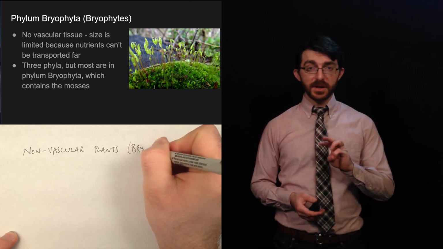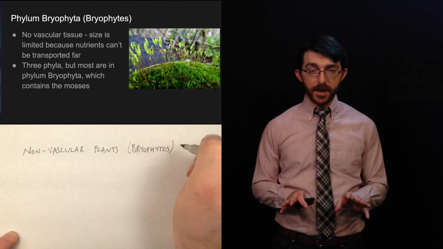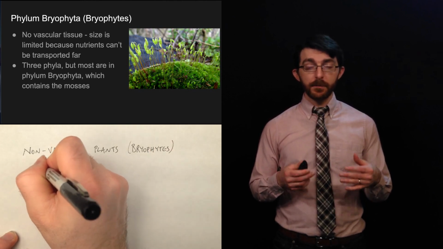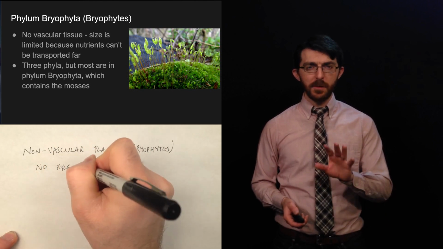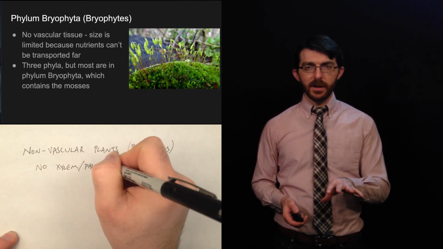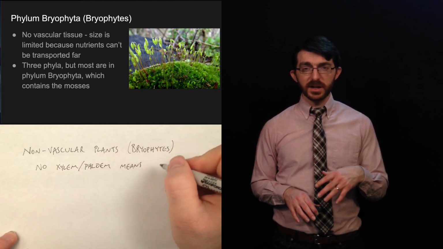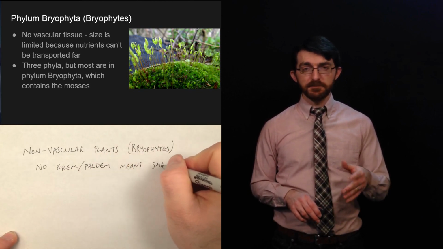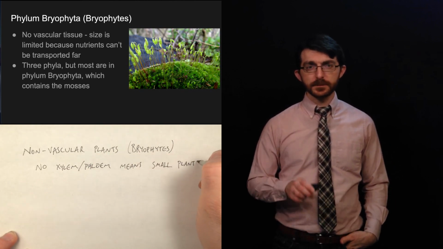So there are actually 3 phyla of non-vascular plants, but most of them are in phylum Bryophyta, which contains the mosses. Now, you know moss, it's like that really, really small, kind of fuzzy feeling plant that usually grows on tree roots. That's phylum Bryophyta. So let's talk about moss for a minute.